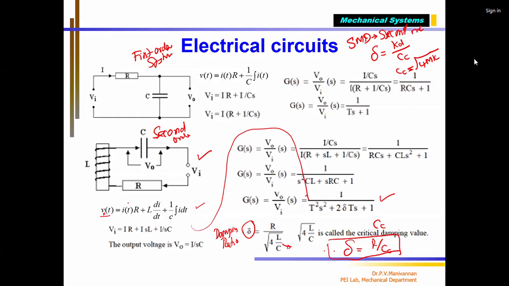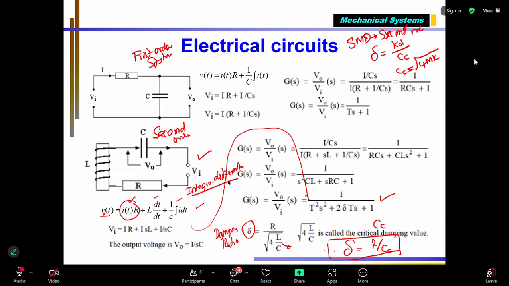Because this contains an algebraic term, that is i multiplied by R, plus L into d by dt i, which is a differential term, and this is an integral term. So that's why this is called an integro-differential equation. Of course, automatically there will be an algebraic term also. And if you want to solve this, generally what we'll do is convert this integro-differential equation to a pure differential equation.